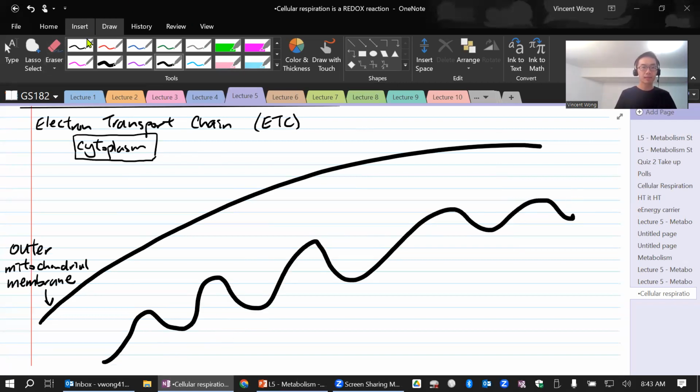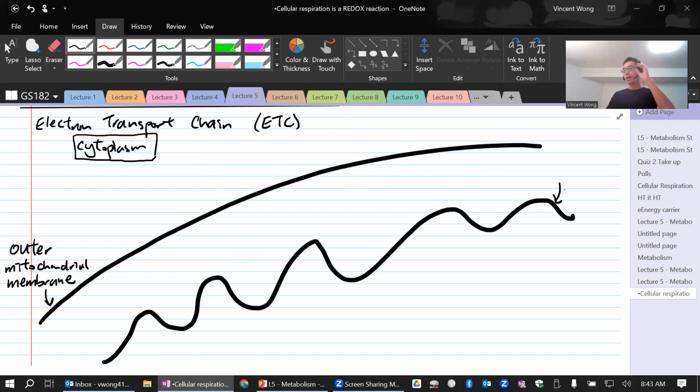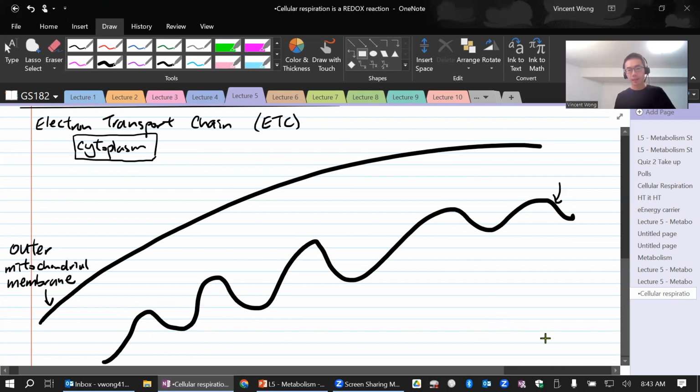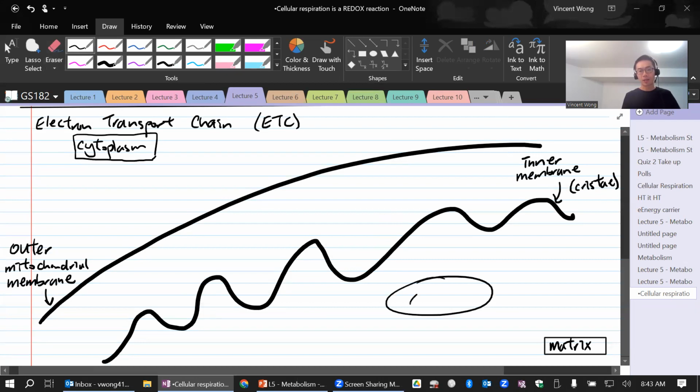What is this wavy thing that I just drew here? Anybody know what that represents? A lot of you say matrix. The matrix is in here, and this is the matrix. So this would be the inner membrane, which folds up into the cristae. Remember the mitochondria I always draw like this? We're basically zooming in here.